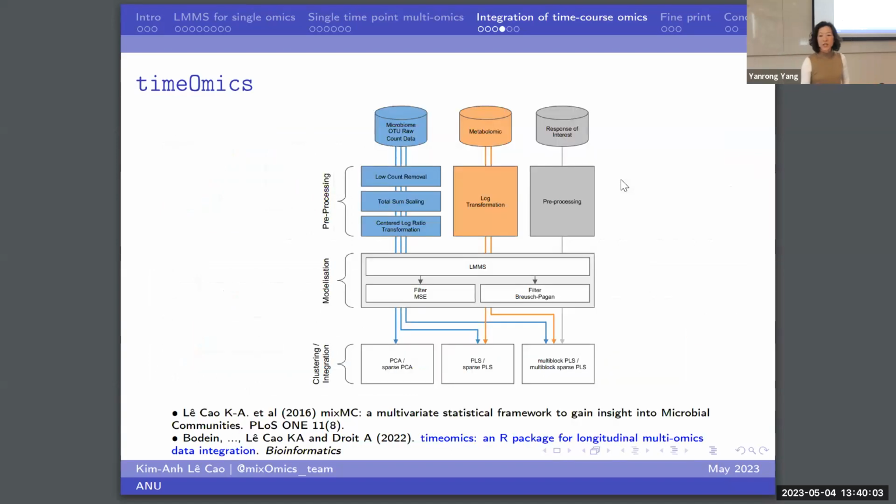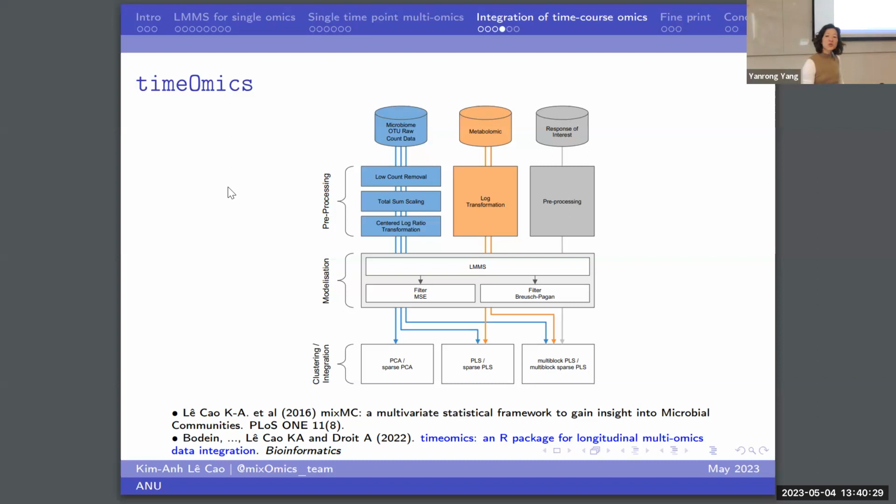So this is just a summary of the framework. But I just wanted to emphasize that while all the stats bit is happening at the bottom, where you use either PCA, PLS, or multi-block PLS, there's a lot of work beforehand to make sure that the data have been quality controlled, filtered, and normalized.